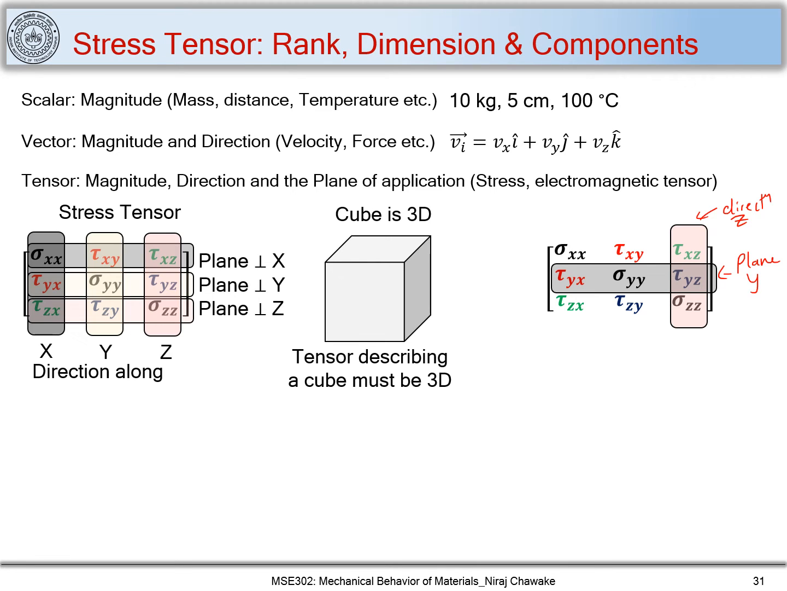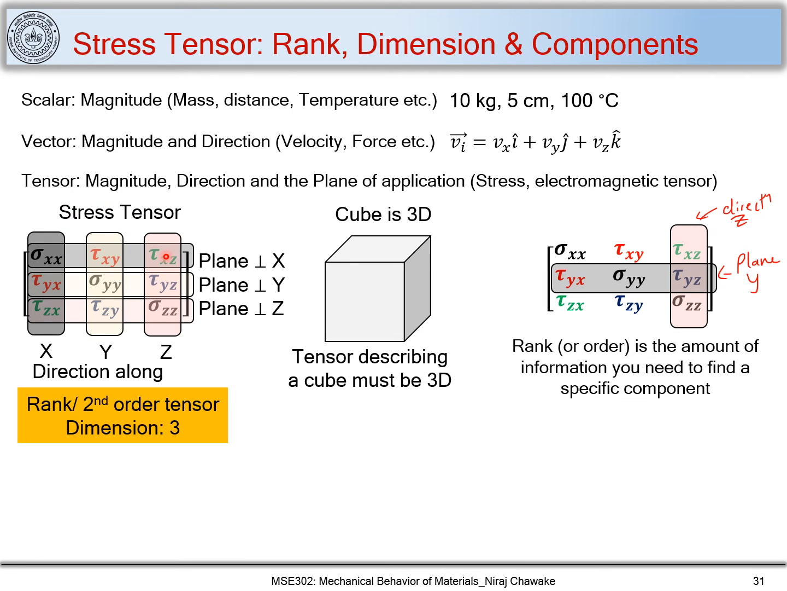So I need two pieces of information, one row and one column, to completely identify one component, this component tau yz. So this is called a rank or order, which is the amount of information you need to find a specific component. So this stress tensor has a rank or order of 2. Rank is equal to order. So the order of the stress tensor, or rank of the stress tensor, is 2.